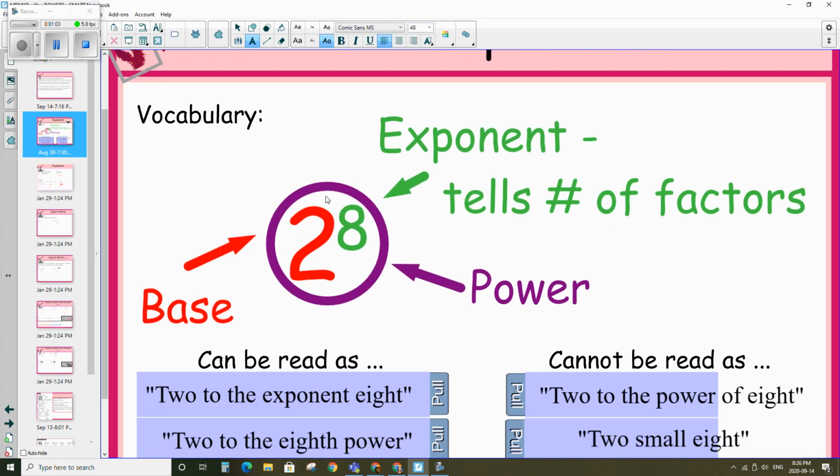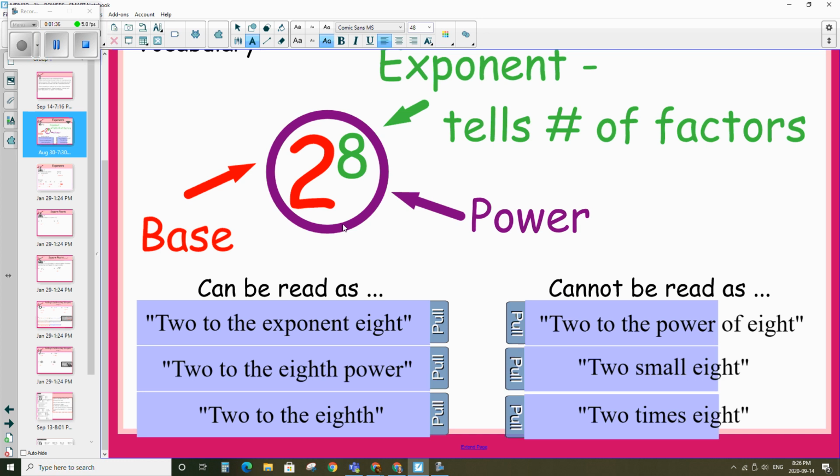All right, so we've got 2 to the exponent of 8. What that means is that the big number at the bottom is called a base, and the little number is called the exponent, and it tells you the number of factors. So it tells you how many 2's you're going to multiply together. If you were going to expand it out, it would be 2 times 2 times 2 times 2 times 2 times 2 times 2 times 2. So 8 2's multiplied together, and the whole thing together is called the power.